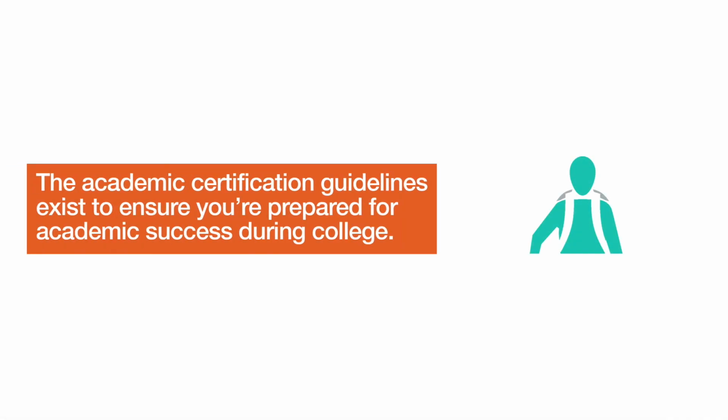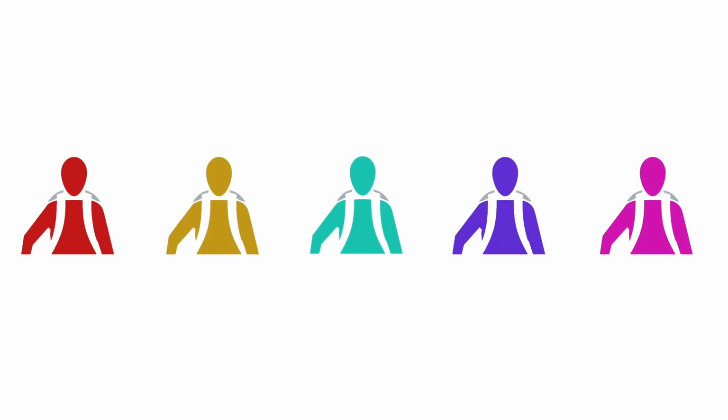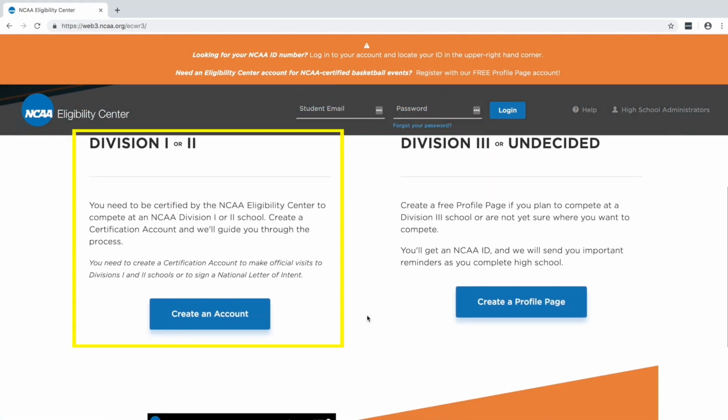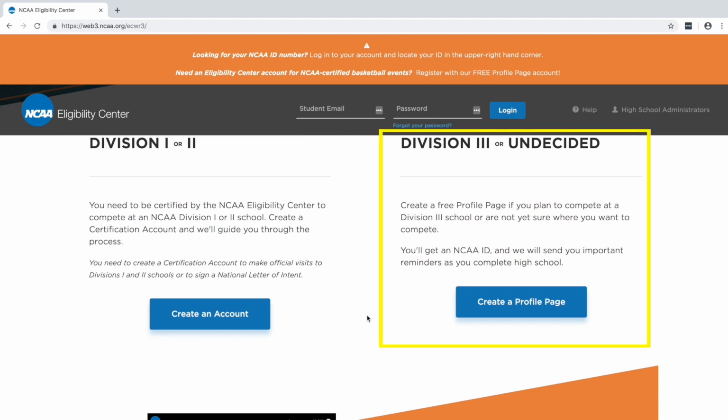The academic certification guidelines used by the Eligibility Center exist to ensure you're prepared for academic success during college. Additionally, the amateurism certification process exists to level the playing field by ensuring every student-athlete is an amateur. At eligibilitycenter.org, you'll find 2 types of accounts: a certification account and a profile page account. Which account you select depends on your situation.